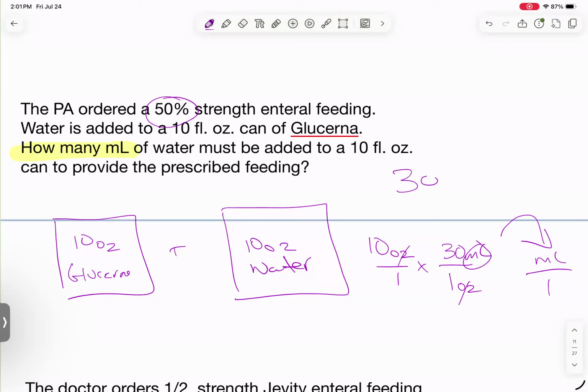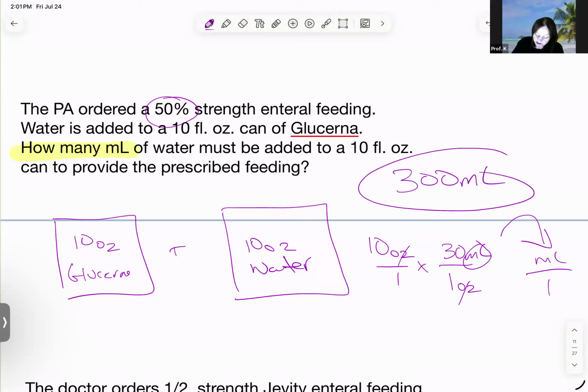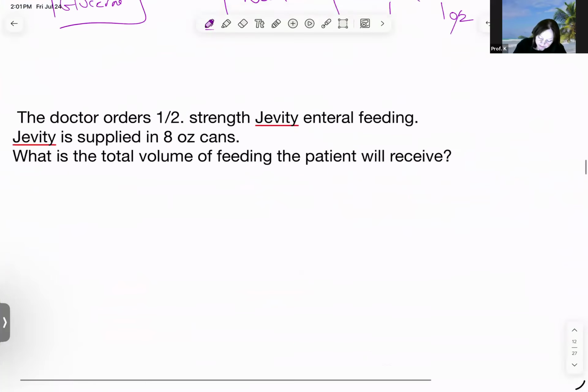300. 300 milliliters. What's the total volume? 600. 600. But this question only wants to know how much water. Okay, do this one.